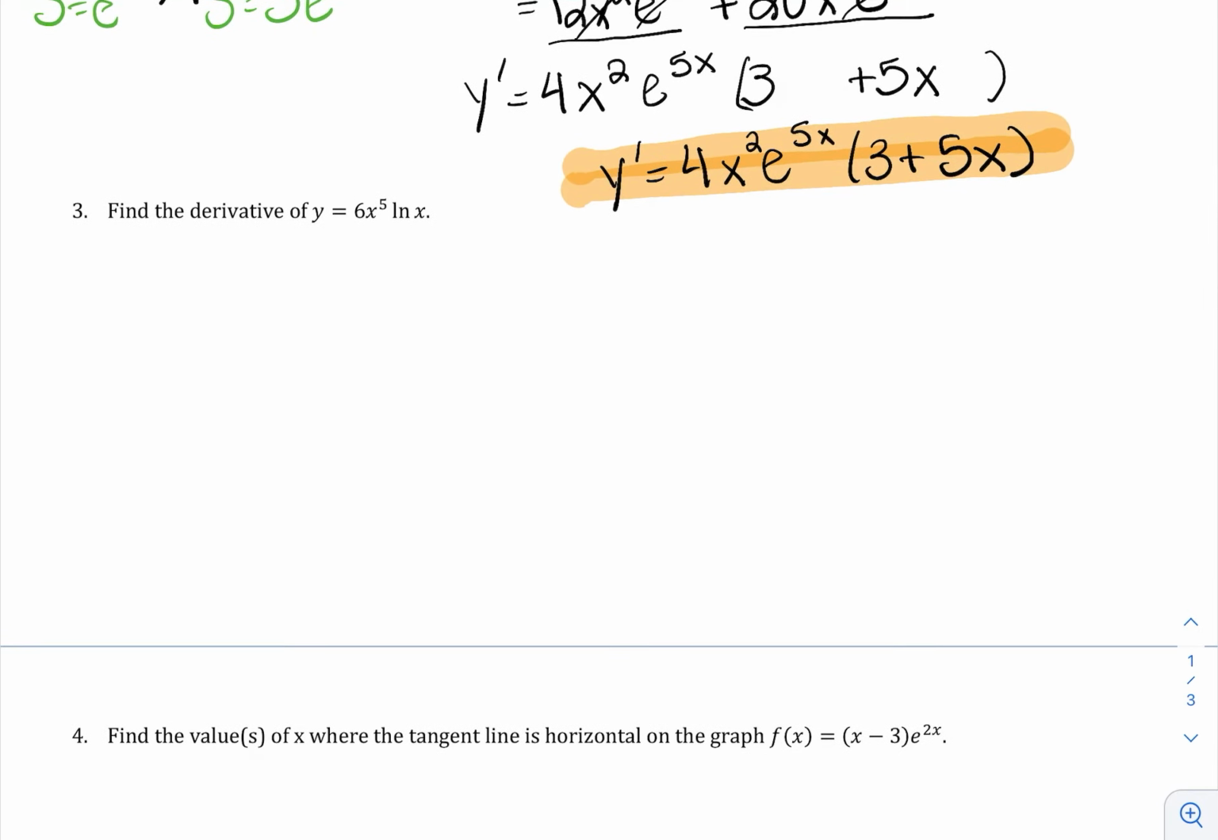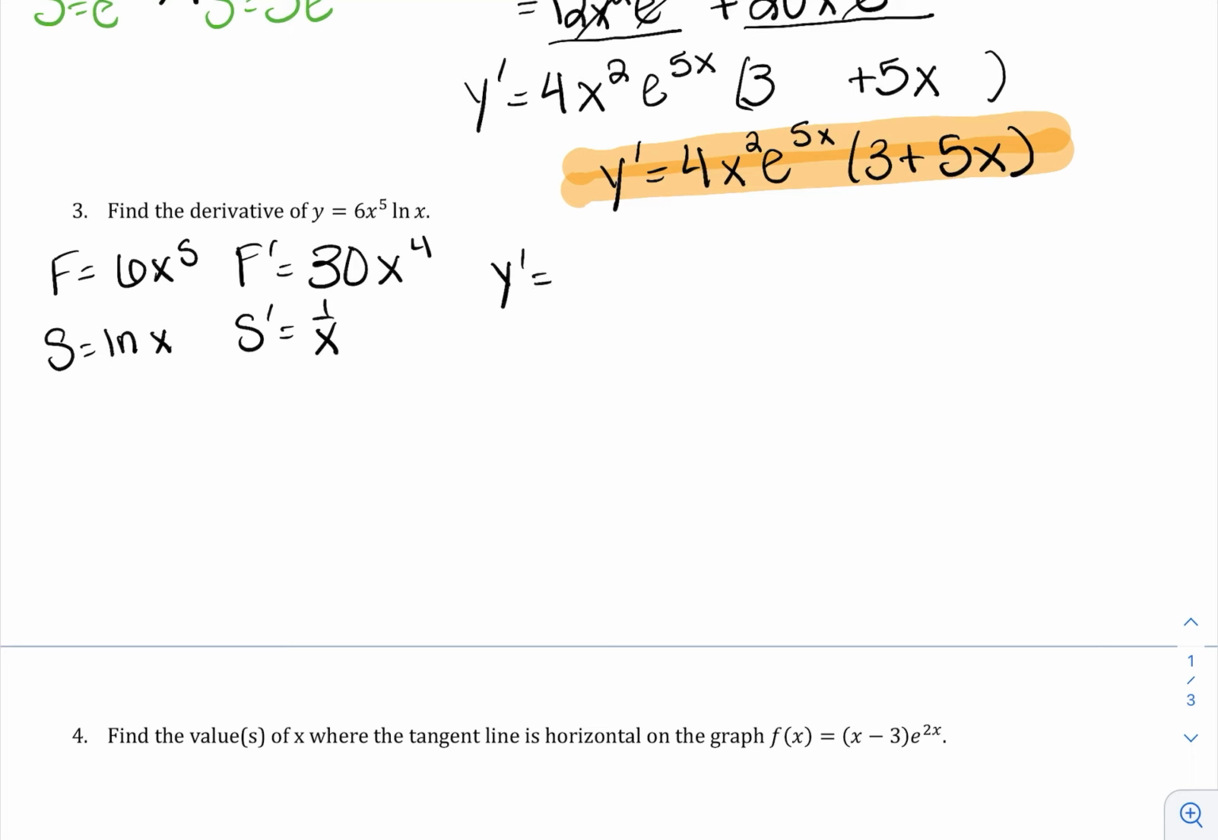Okay, one more time. How do I know that I have to use the product rule? It's two terms being multiplied. They both have an x in it. It's not just a coefficient. So we have f. I'll drop the colors now. 6x to the 5th. f prime will be 30x to the 4th. s will be the ln of x. And s prime will be 1 over x. So y prime is equal to f prime s plus f s prime.